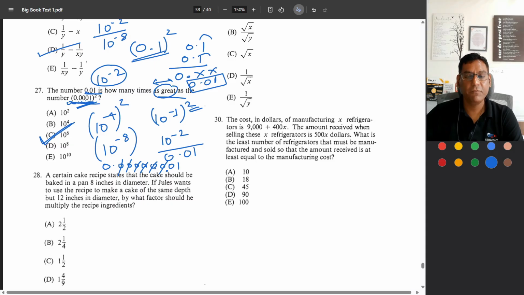But that's more of a visual way, or calculating the digits kind of a way. This is, I think, the easier way. 10 raised to something. Okay.